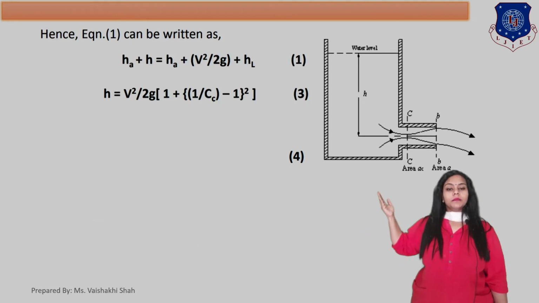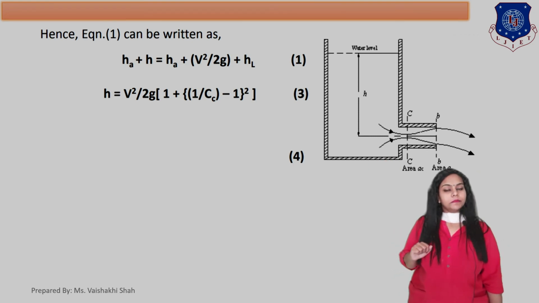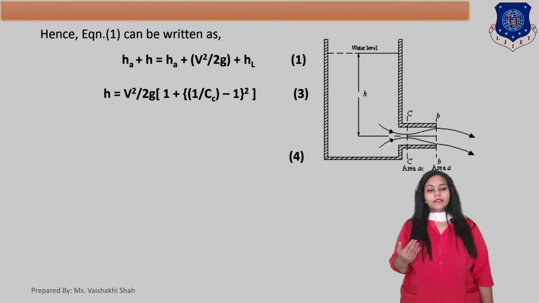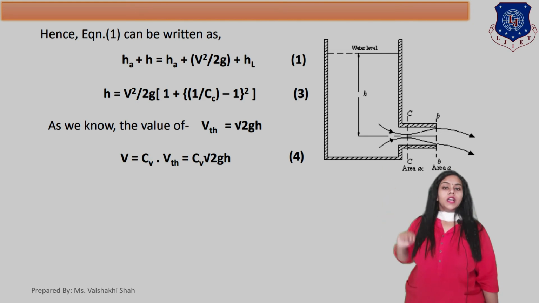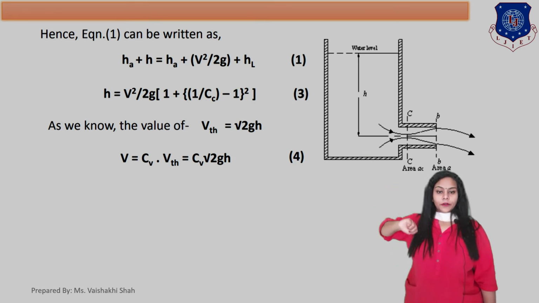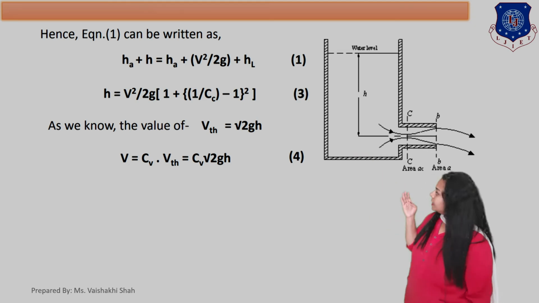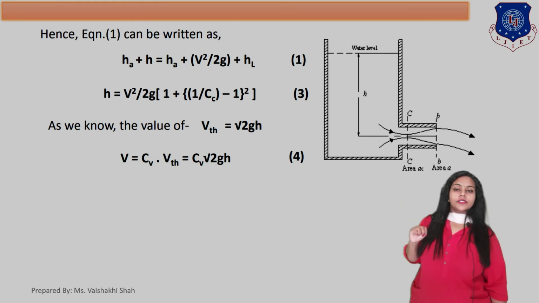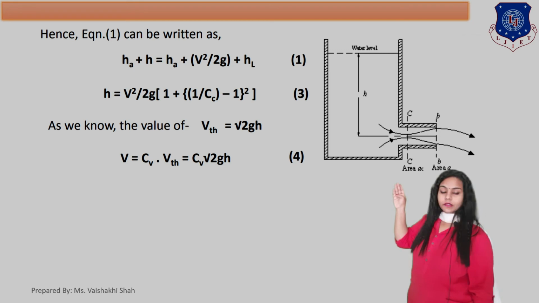Now, we know the equation number 1, which is HA plus H equals HA plus V square by 2g plus HL. Now, we know the equation number 3, which is H equals V square by 2g into 1 plus 1 upon Cc minus 1 whole square. This is your equation number 3. Now make H from equation number 1 the subject. Here H is your subject, so the equation becomes V square by 2g bracket 1 plus 1 by Cc minus 1 whole square, that is your equation number 3.